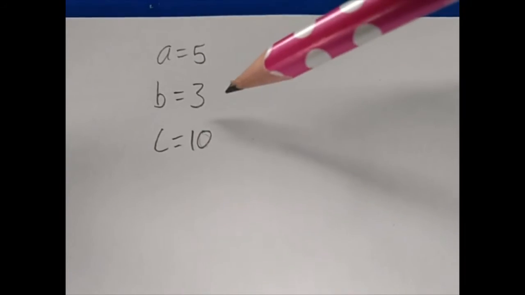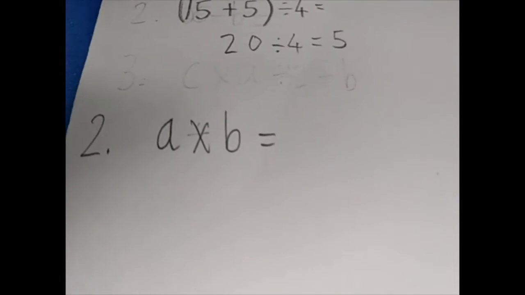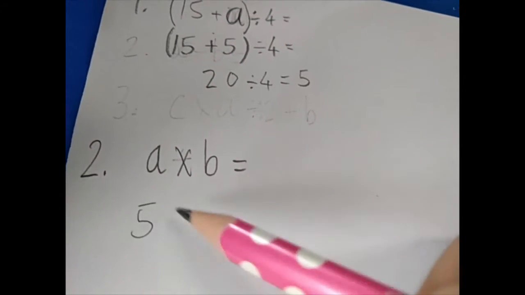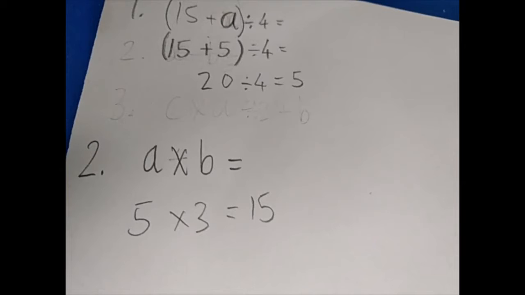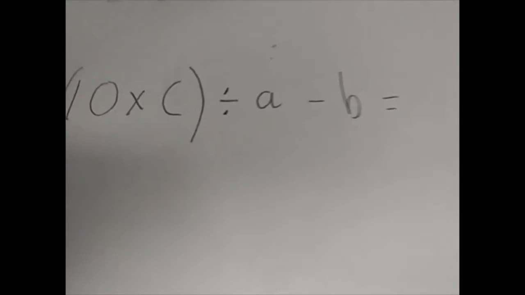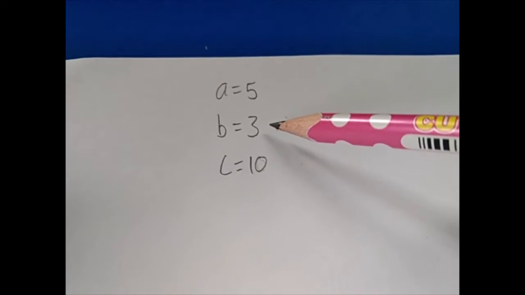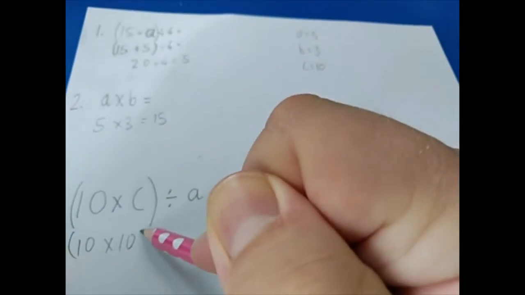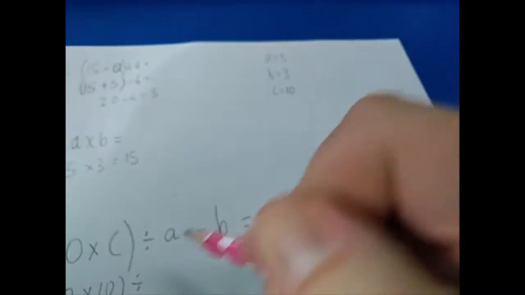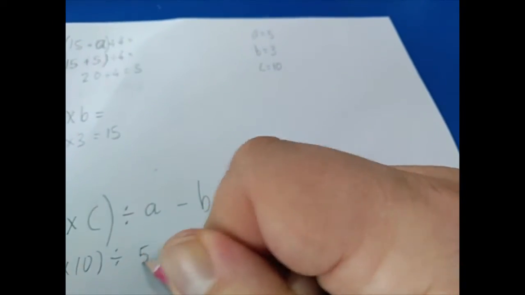Okay, so now we know A is 5 and B is 3. So A times B becomes 5 times 3, which is 15. Easy peasy. This time we've got 3 variables. So we've got A is 5, B is 3, and C is 10. So we'll do 10 multiplied by 10 in brackets divided by A, which we know is 5, minus B, which is 3.